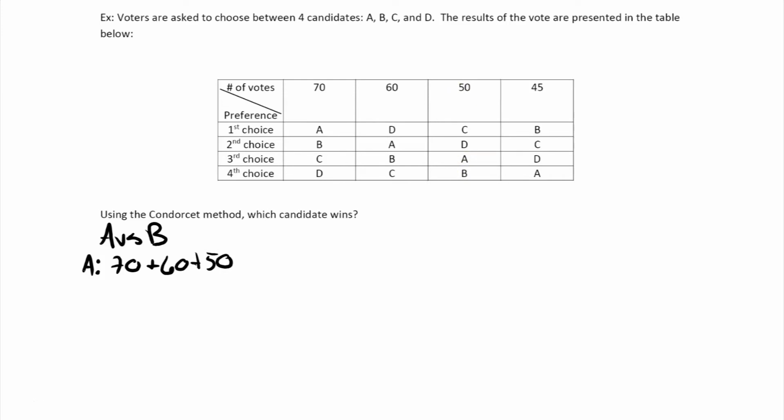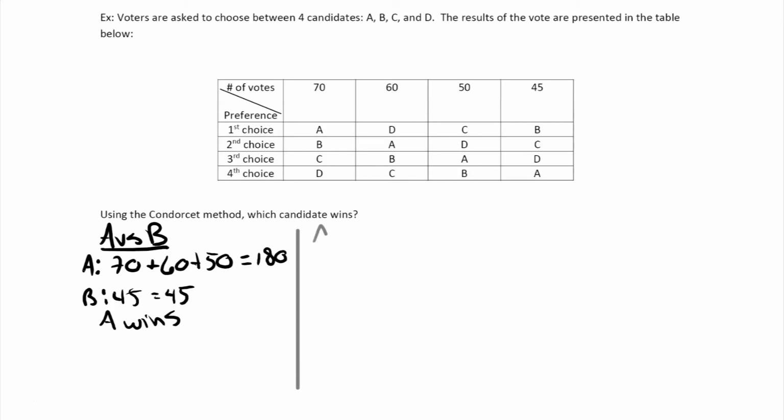In the last column, however, B is the first rank, A is the last, so those votes will not go to A. So in that battle, A wins. Now let's look at A versus C. In the first column, the first ranked ballots, A is above C, so those 70 votes go to A. On the second type of ballot, again, A is above C, so those 60 votes will go to A.